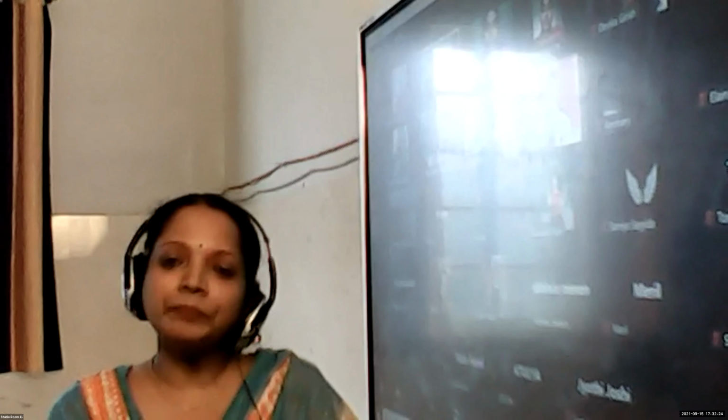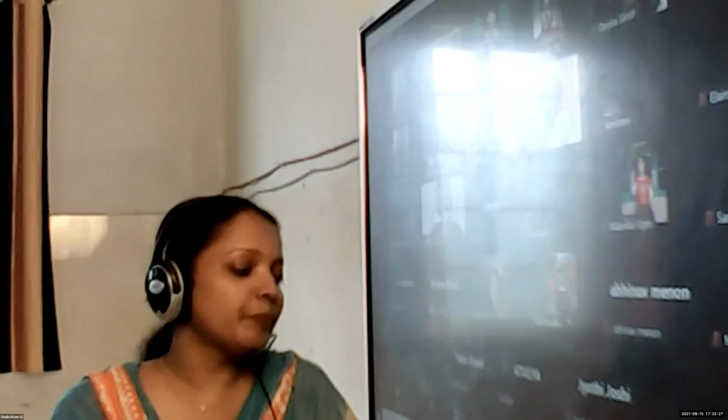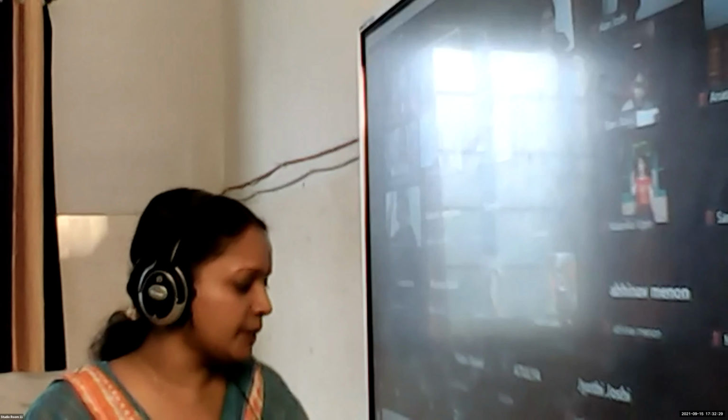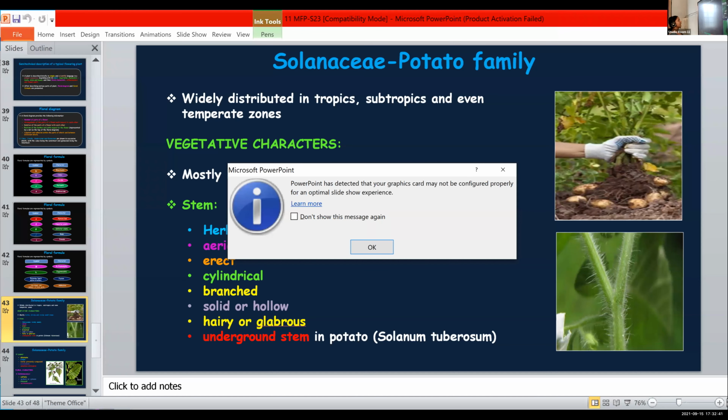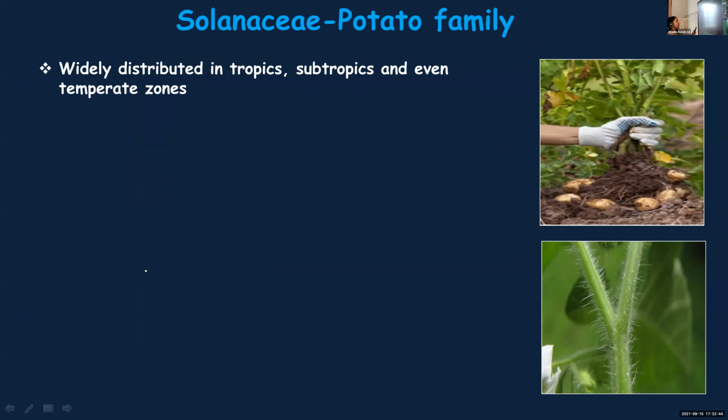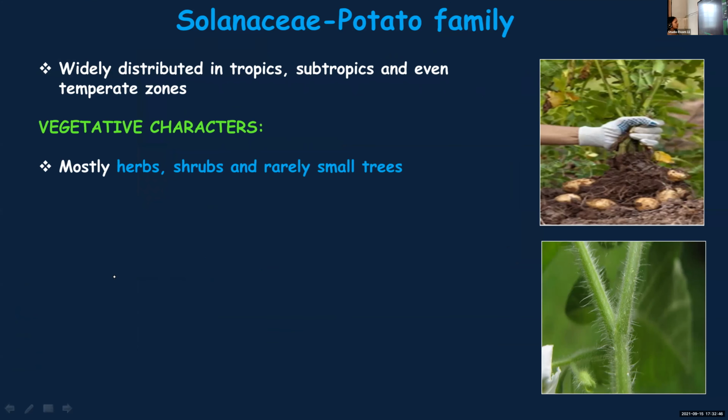We were learning about the Solanaceae family, and once again, we will see the points and then proceed. Widely distributed in tropical, subtropical, and temperate regions. Then the vegetative characters: most of them are herbs and shrubs, and some of them are trees. The stem is mostly herbaceous, rarely woody.